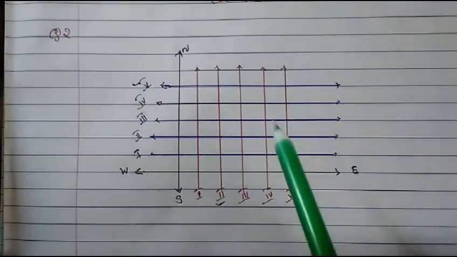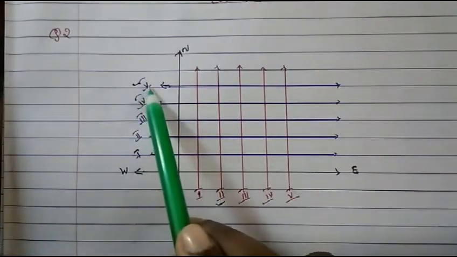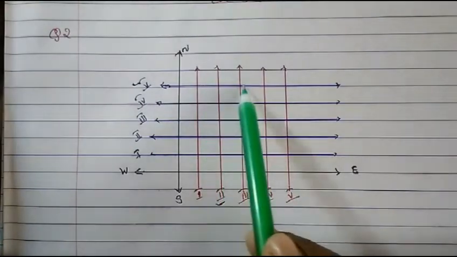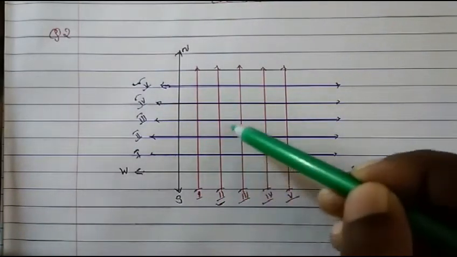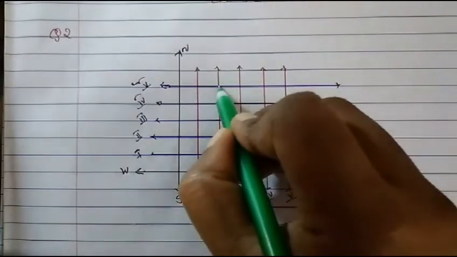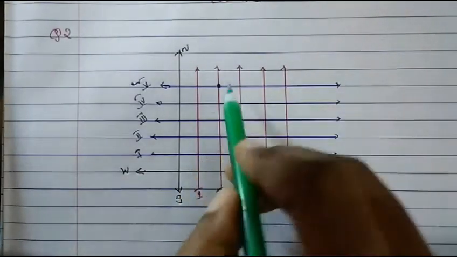So they meet at what point? The fifth one is running this direction and the second one is running this direction. So where are they meeting? They are meeting at this point. This is a cross street.